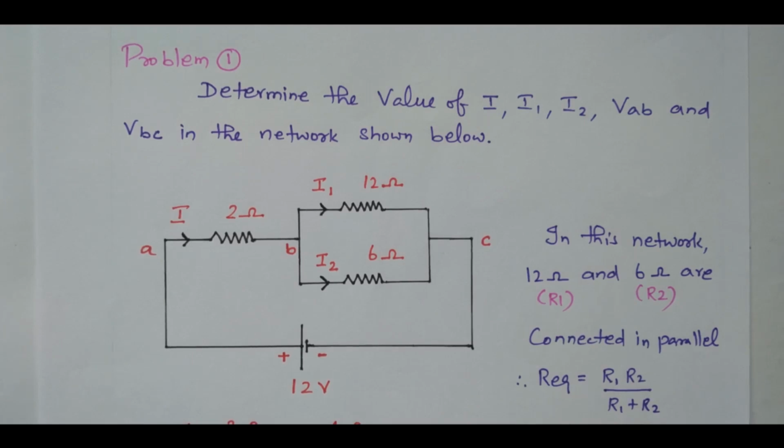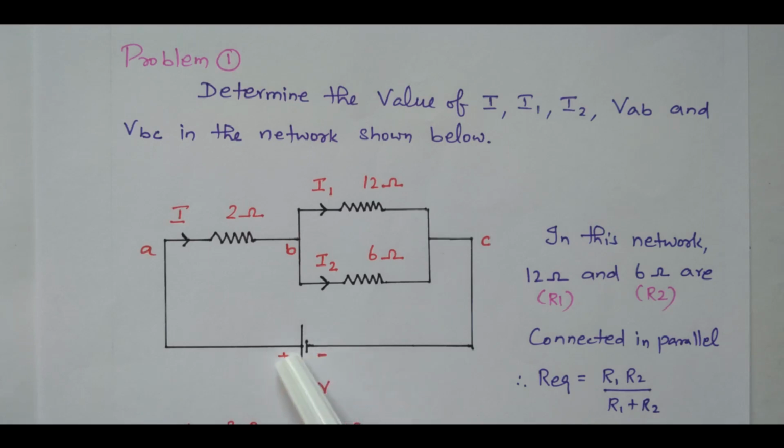So in the first problem, the circuit is available. There are 3 resistors available: 2 ohm, 12 ohm and 6 ohm. From the diagram it is clear these 12 ohm and 6 ohm are connected in parallel. The entire circuit is energized by 12 volts.